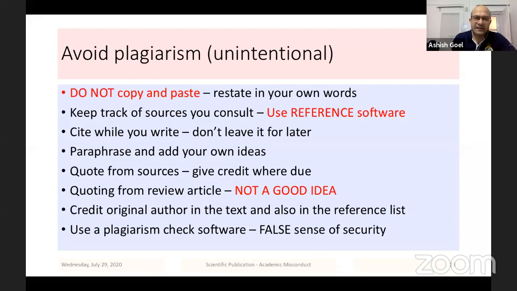There are several tips that I would like to share with you by way of which you can avoid unintentional plagiarism. And this is very simple. It's not rocket science. Tip number one, do not copy and paste. Even if you are writing from another paper or if you want to quote from another paper, we have a common instinct. We would copy from somewhere else and paste it into our own article and change the formatting. That's it. It's so simple.